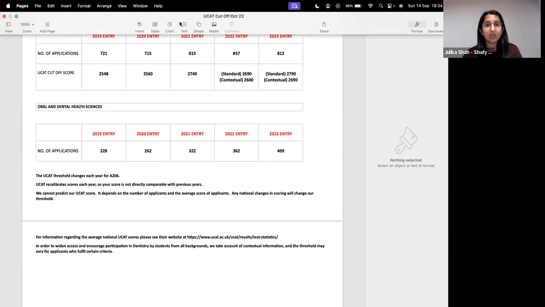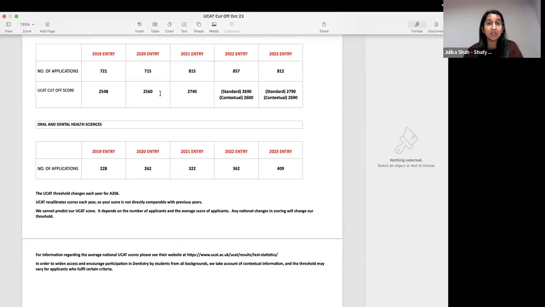Let me see what the chat said. What does cutoff score mean? What a cutoff score means is you'll get your UCAT score, and some universities will have a minimum score that they require for you to apply. So if the cutoff score for this year is 2,600 and you got 2,400, then you wouldn't be secured an interview because your score is below their minimum, if that makes sense.